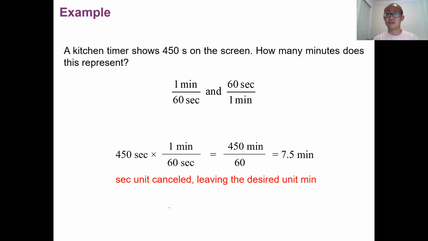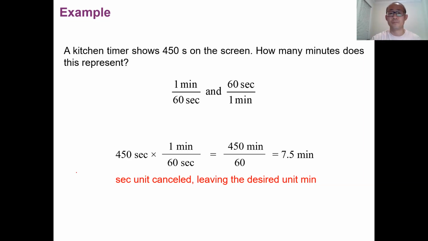Here is how we use it. A kitchen timer shows 450 seconds on the screen. They ask you how many minutes it represents. Again, I know you probably can do it even with your high school or middle school math. But here we want to talk about how we use a conversion factor to convert units, because this will be the fundamental method we use in our later chemistry calculations. So please bear with me, even though this question seems dumb.